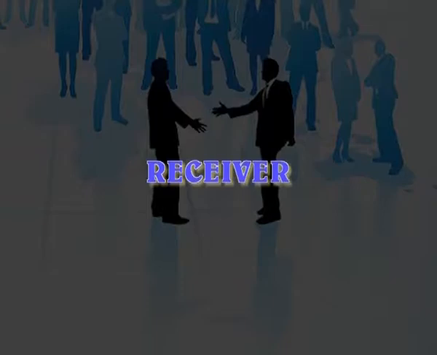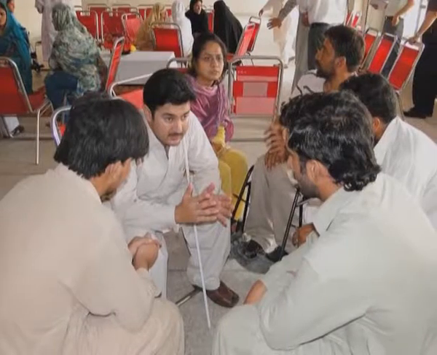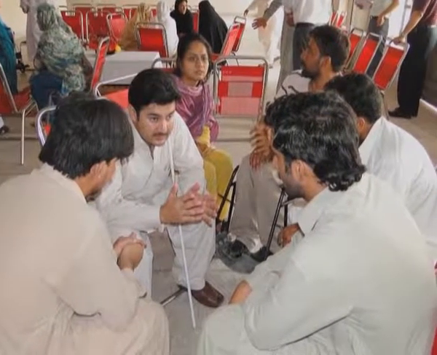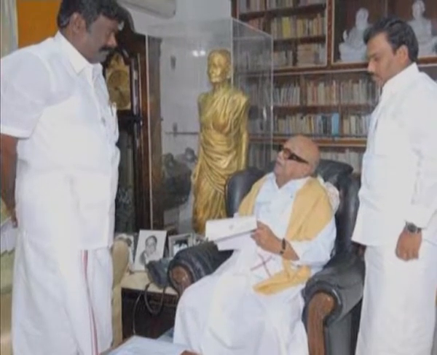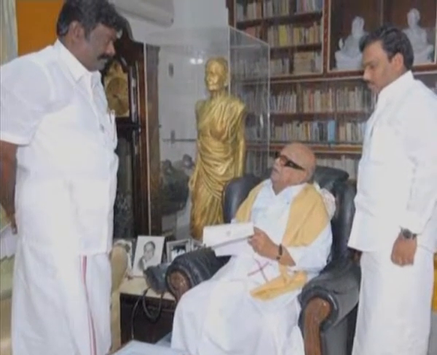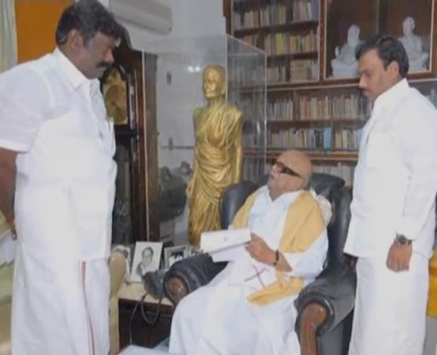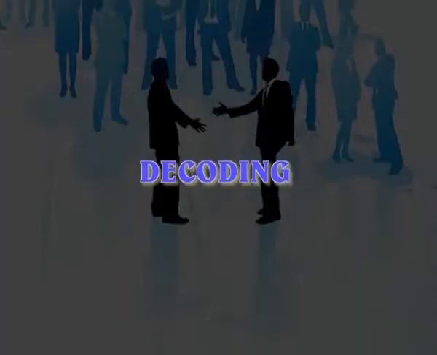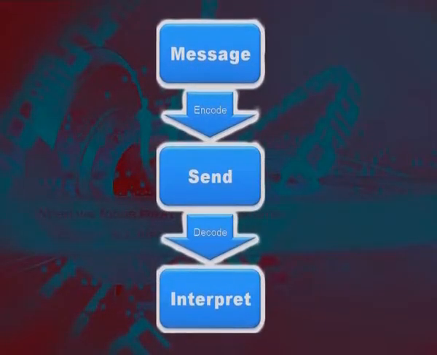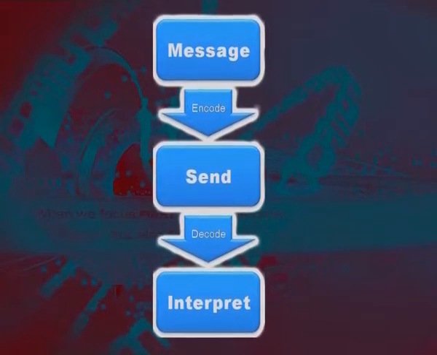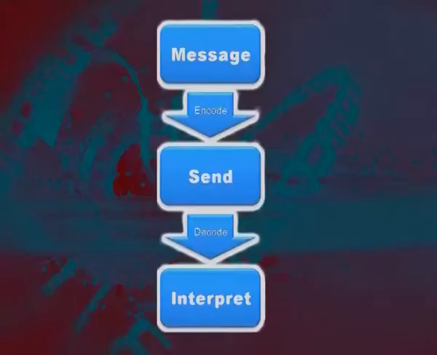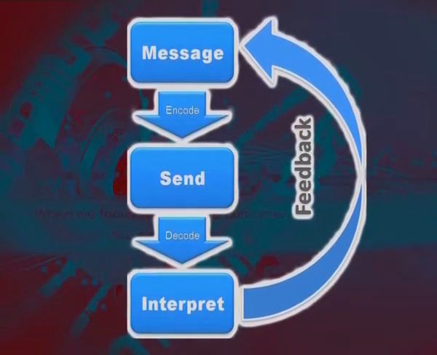E. Receiver. The receiver is the person who receives the message or a person for whom the message is to be delivered. The communication process will not be completed unless and until the message is received by the receiver. F. Decoding. The term decoding refers to the words into which a message is translated by the receiver. The receiver interprets the message into his own words to derive its meaning. G. Feedback. Feedback is the response by the receiver.